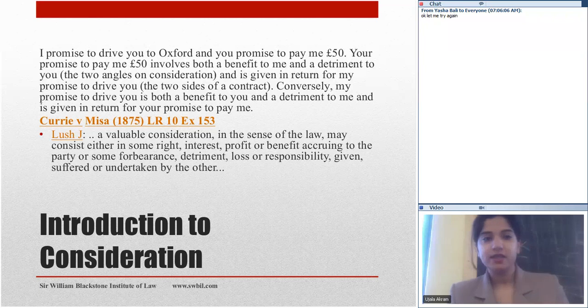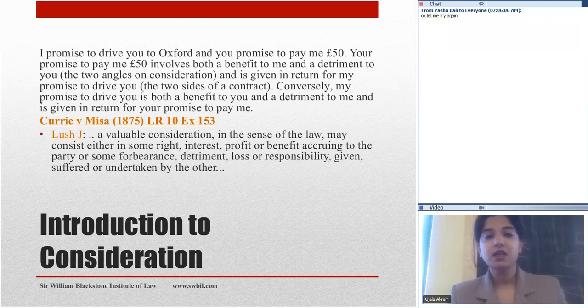So my example is that if I promise to drive you to Oxford and you promise to pay me £50, so those are our exchange of promises. And your promise to pay me £50 involves both a benefit to me and a detriment to you. It will benefit me and it will be a detriment to you, since you will lose that money after you have paid me. So these are the two angles on consideration, detriment and benefit. So consideration is always a benefit to one party and a detriment to the other. And this is given in return for my promise to drive you, right?